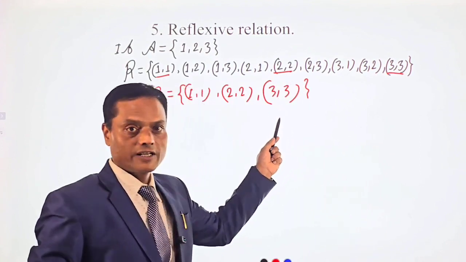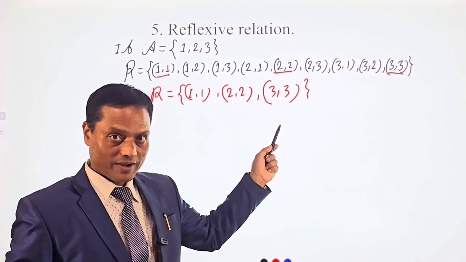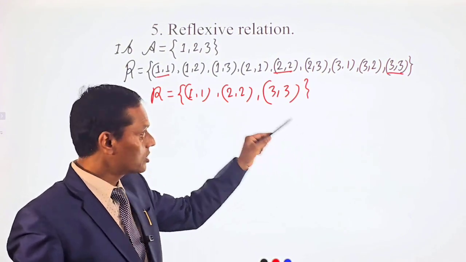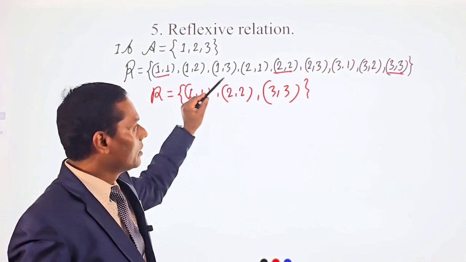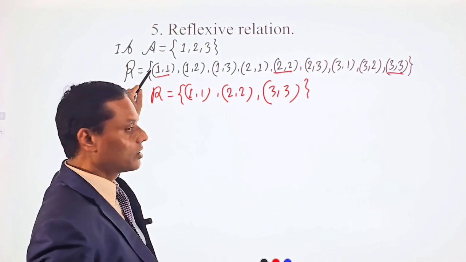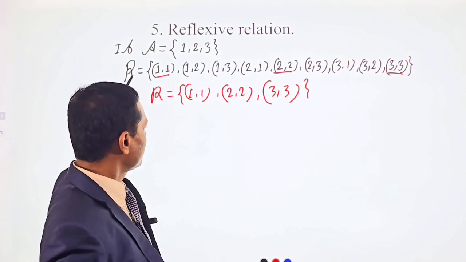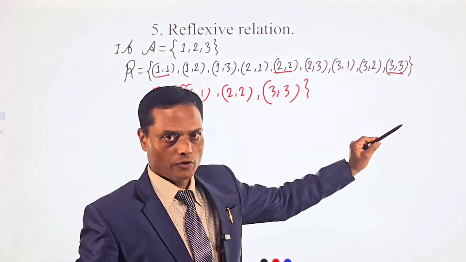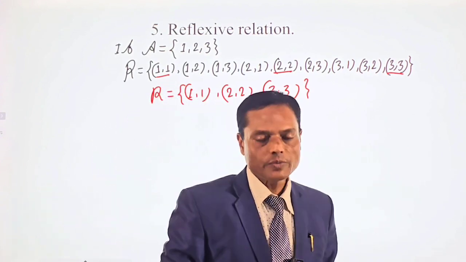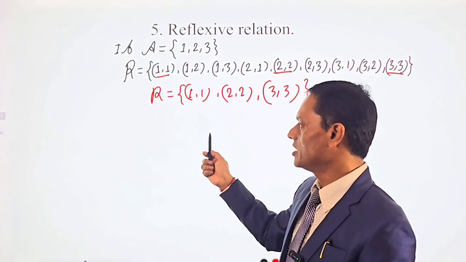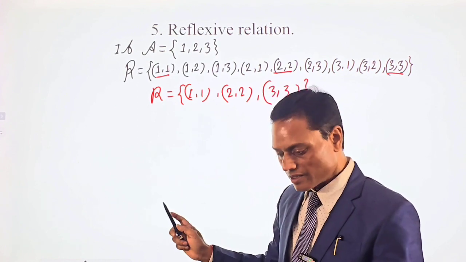But we cannot select here (4, 4). Can we select (5, 5), (6, 6)? No, we cannot, because (4, 4) and (5, 5) do not belong to the universal relation. We can see in the Cartesian product there is no (4, 4). So the ordered pairs must be in the universal relation. So we can only say it's a reflexive relation, otherwise not.